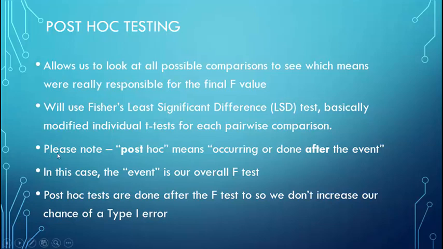Remember that this is called post-hoc testing. Post means after the event, and in this case, the event is our overall test, our overall ANOVA. You have to first do our initial ANOVA, which caps your type 1 error rate at 0.05. And if that is statistically significant, then you go on to do your post-hoc testing, and that keeps our type 1 error rate capped at that 0.05.